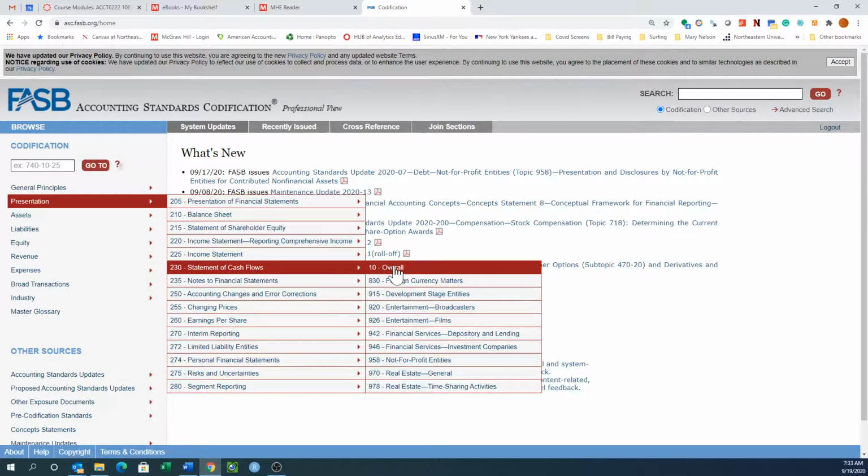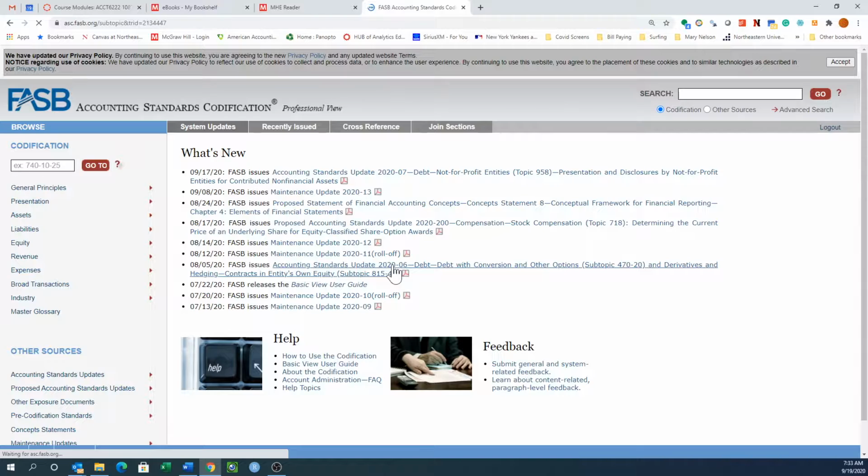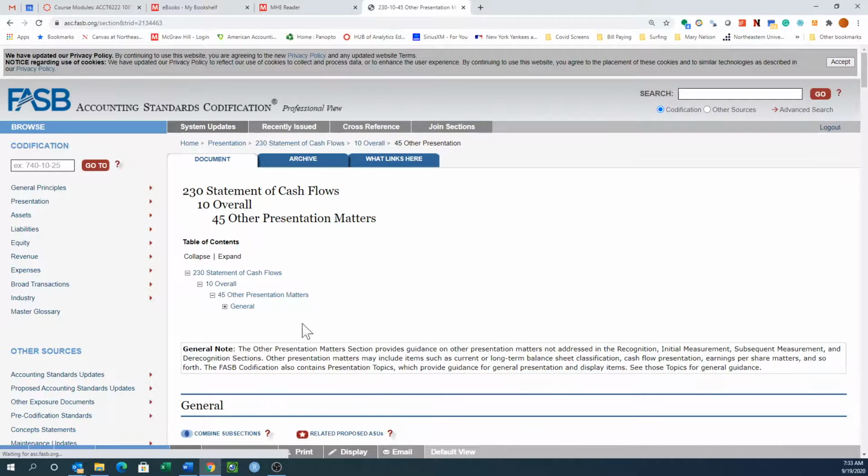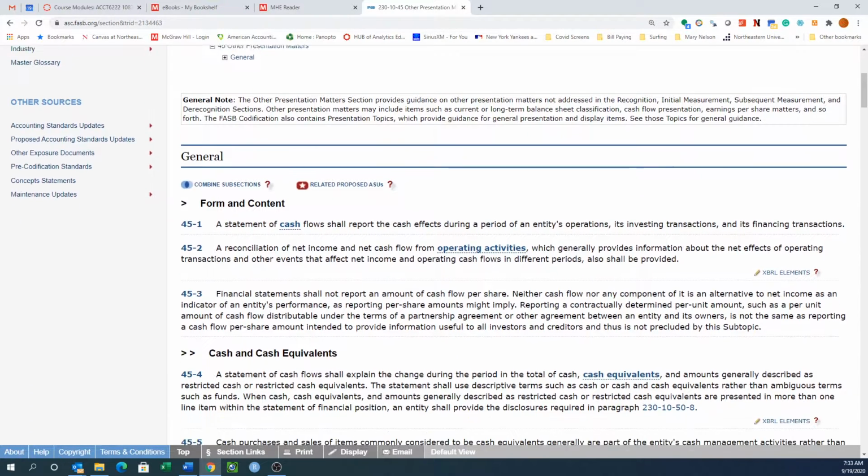And you can see there's only one topic, but there are some really interesting subtopics, if you will. So how is foreign currency affecting the cash flow statement? How is this affected for financial services companies, investment companies, not-for-profit entities? We're going to focus our time just on the overall. Like I said, there's not much here. It's all about other presentation matters and disclosures. And there's really not a lot.